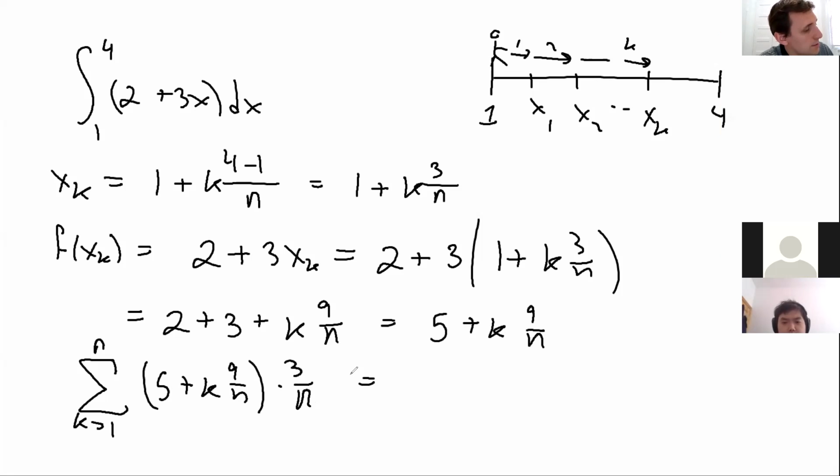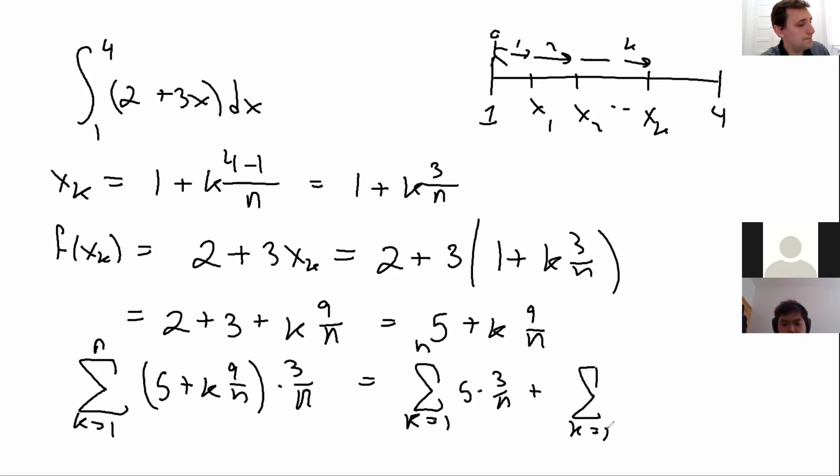Yes? And then I simply break the summation. Look at it. It's the summation k equal 1 to n of 5 times 3 over n plus the summation k equal 1 to n of k 9 over n times 3 over n.